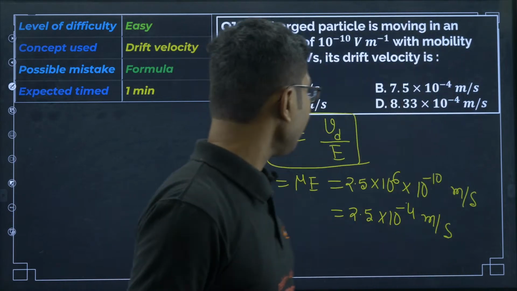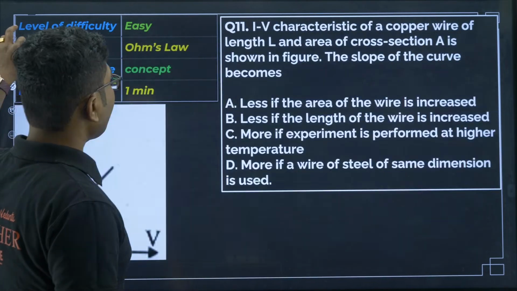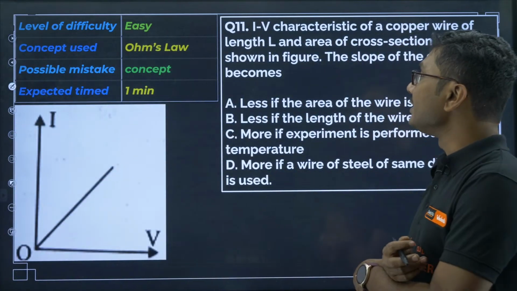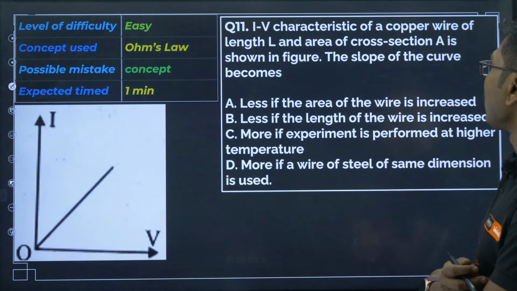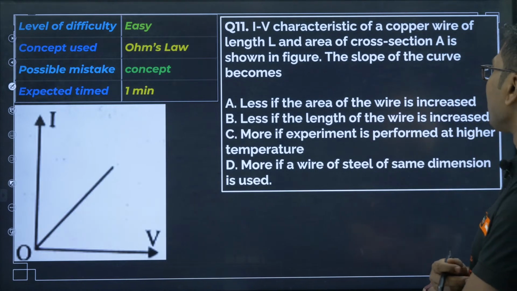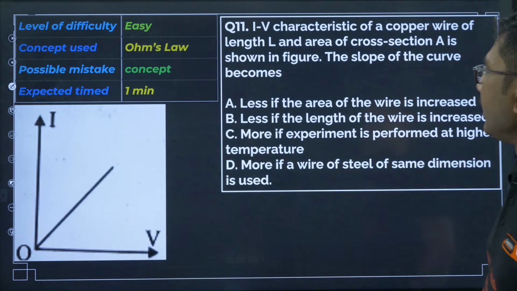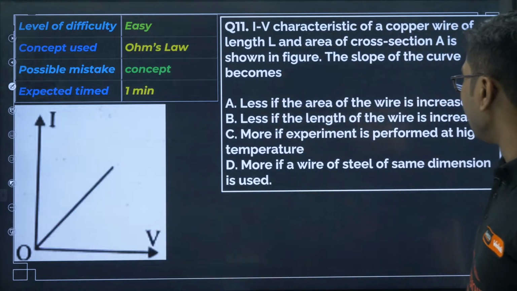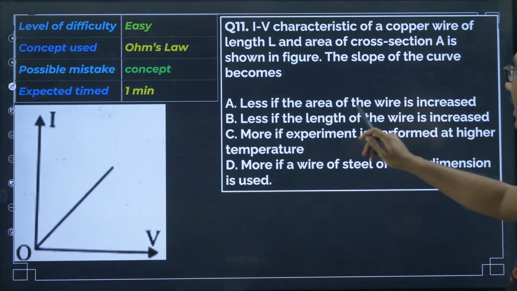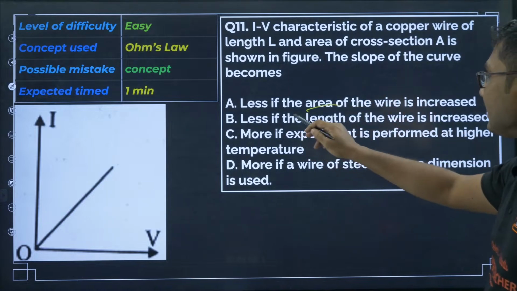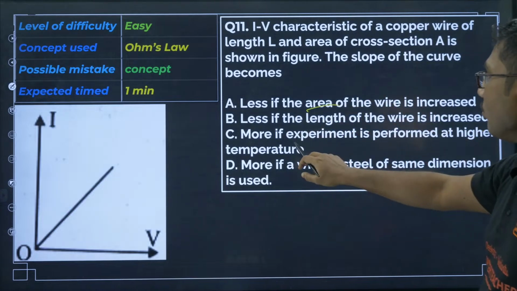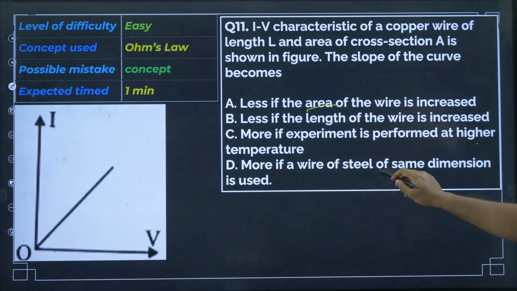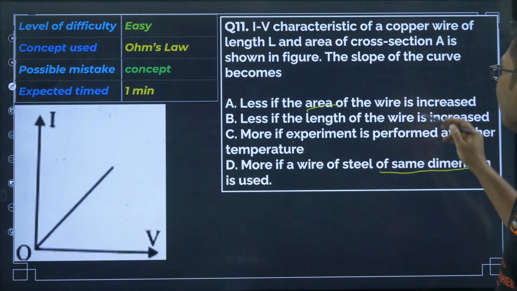Okay, so now question number 11, very interesting question, apparently very simple. IV characteristics of a copper wire of length L and area of cross section A is shown in the figure. The slope of the curve becomes less if the length of the wire is increased, more if the area of the wire is increased, more if experiment is performed at higher temperature, less if a wire of steel of same dimension is used. So what is the wire?